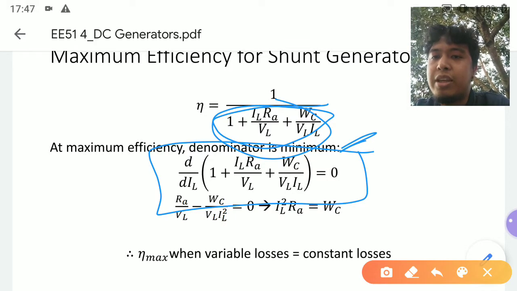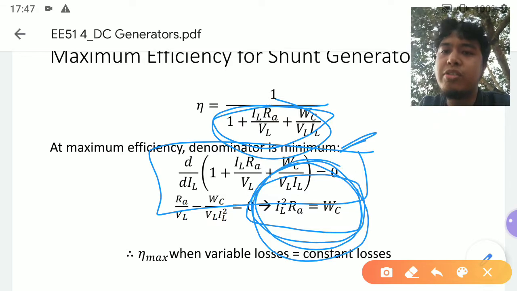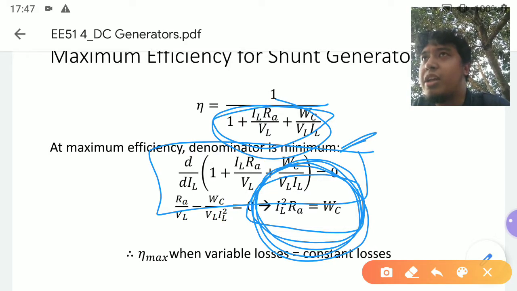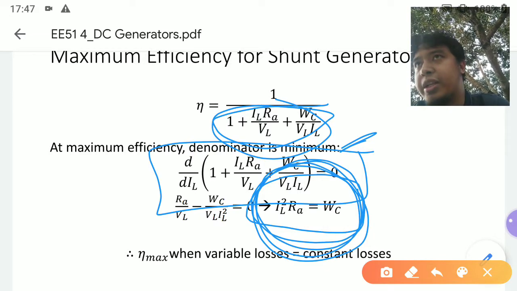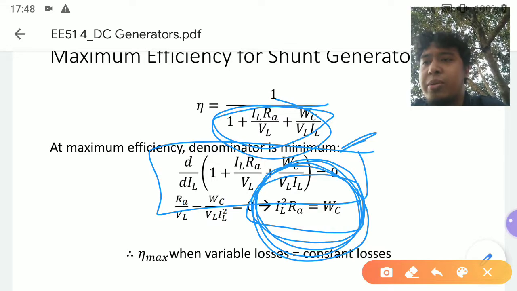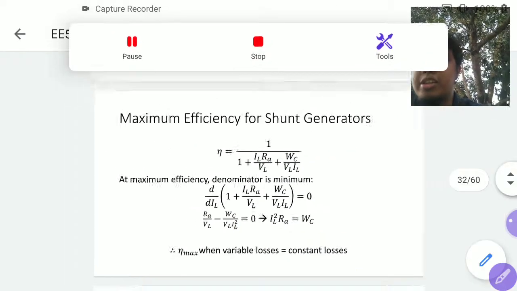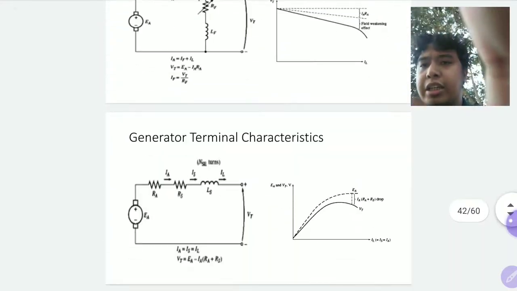Then we can say that the maximum efficiency of a shunt generator is when the variable losses are equal to the constant losses. The variable losses are the copper losses at the armature, because that's the one that varies. We count the field losses as constant losses. So when these two are equal, you get maximum efficiency. That's it for the shunt generator; unfortunately, I don't have one for the series generator.